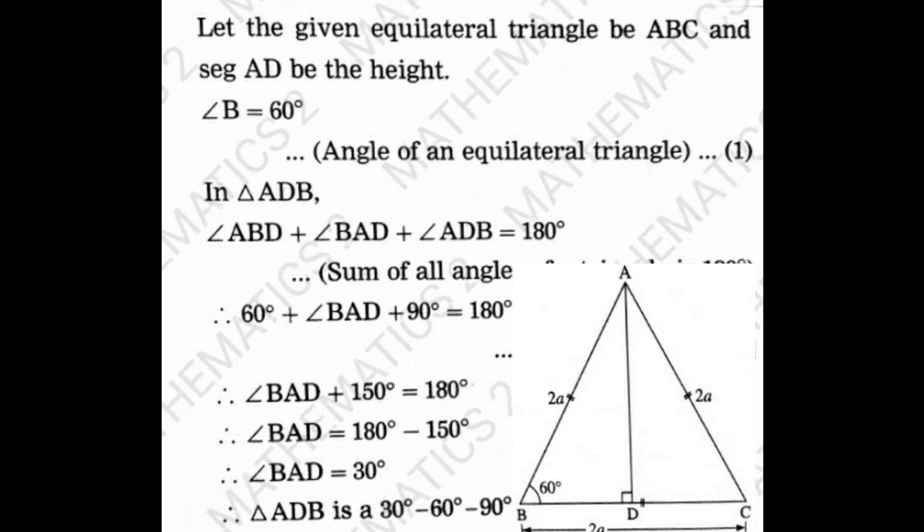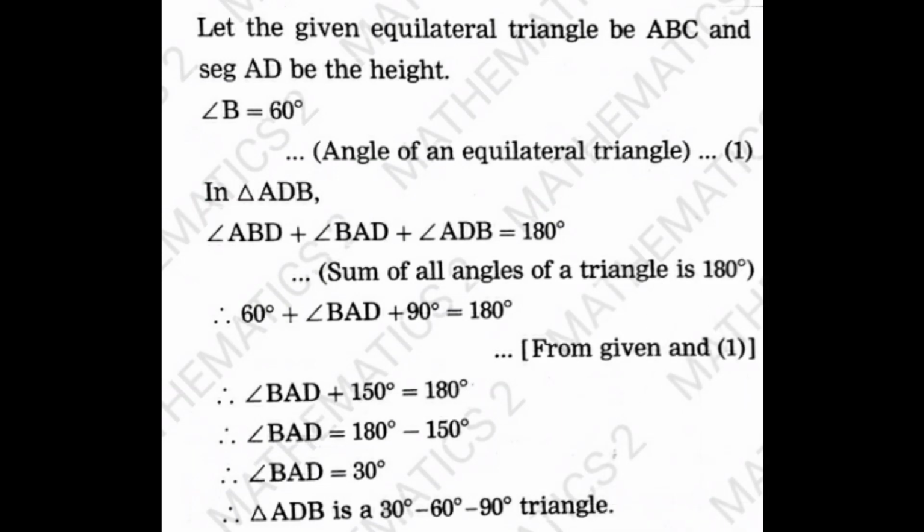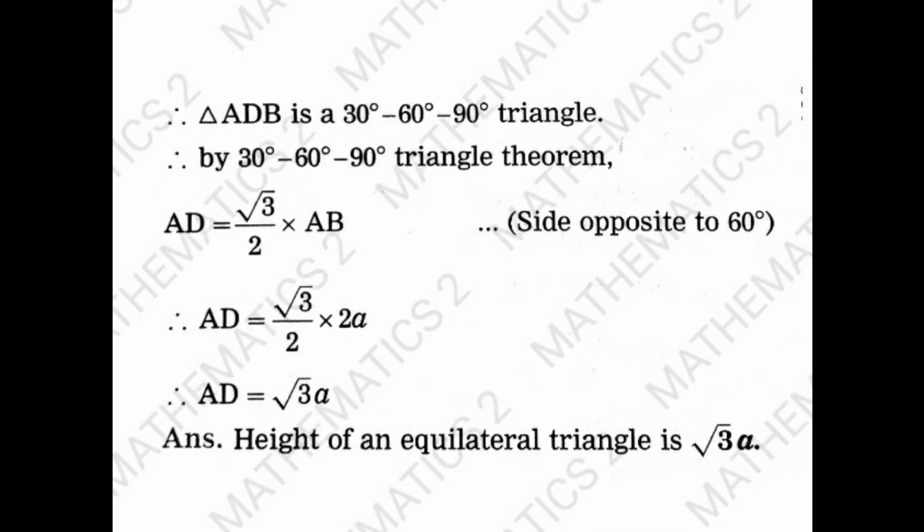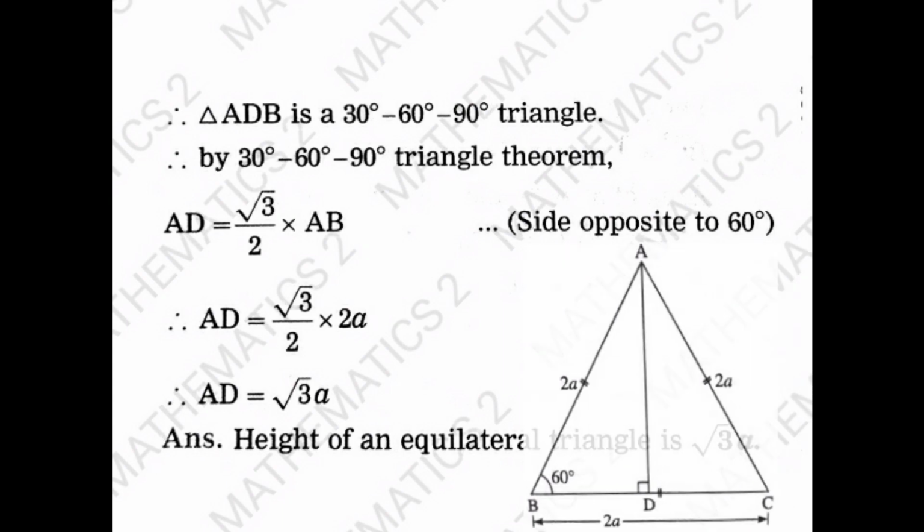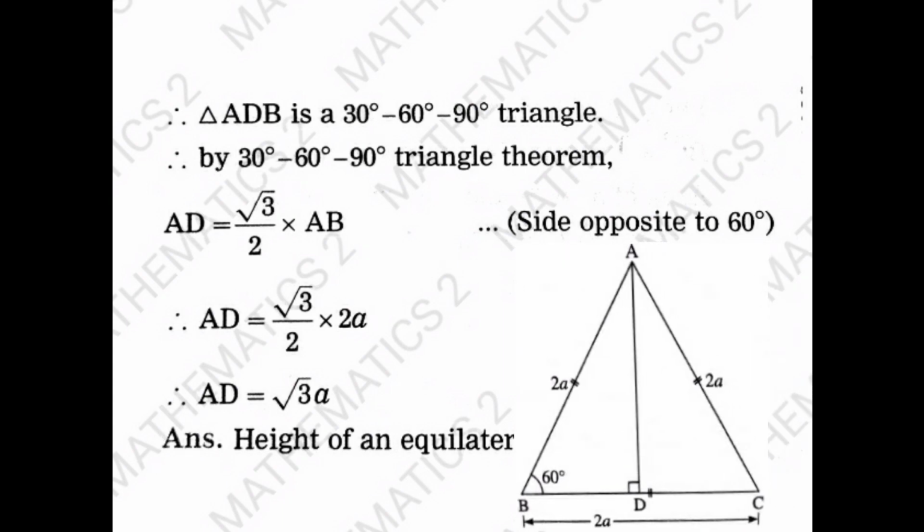Substituting the values, ABD is 60 degrees, angle BAD I have to find out, angle ADB is 90 degrees, equal to 180 degrees. So after calculation, I will get angle BAD is 30 degrees. So in triangle ADB, the measures of the angles are 30, 60, 90. Therefore, triangle ADB is a 30-60-90 degree triangle.